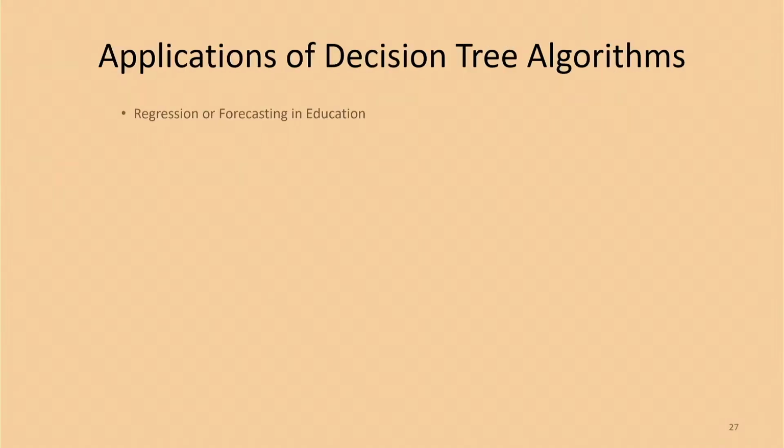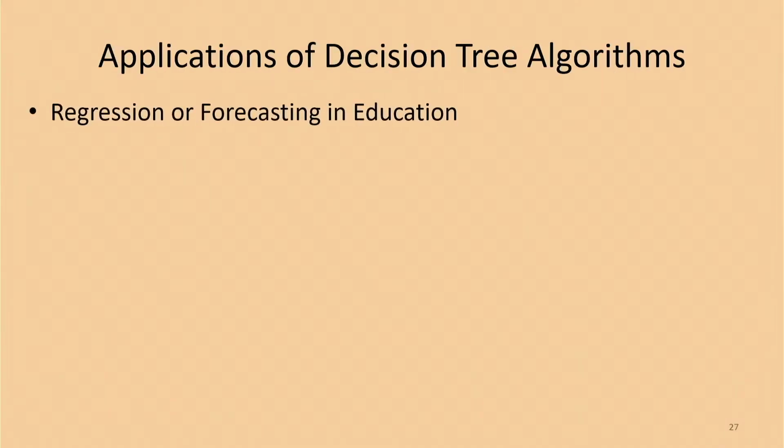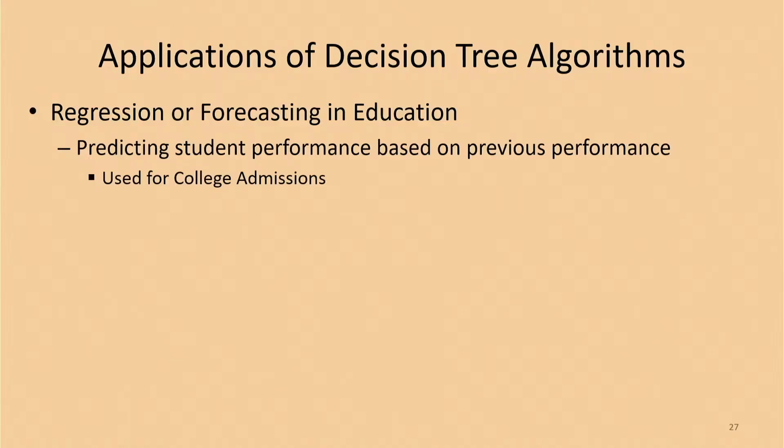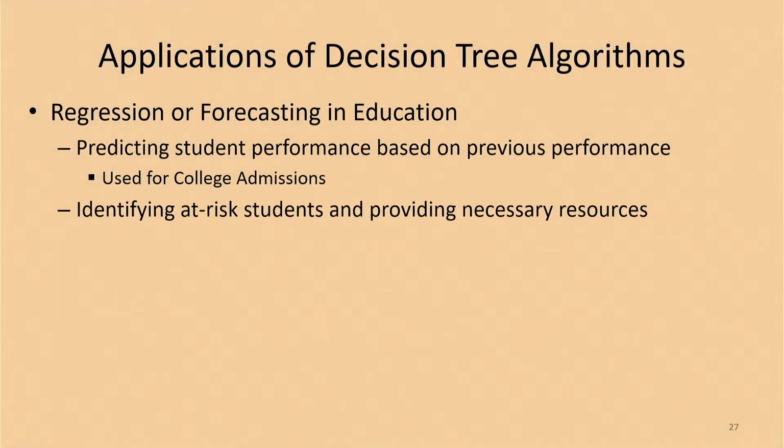And decision trees can also be used for medical analysis and stuff like that, okay? Regression or forecasting in education: predicting student performance based on previous performance, used for college admissions. A lot of college admissions at the university level are based on what you did before, and therefore what is the probability that you will do well tomorrow, okay? That's the whole idea. Identifying at-risk students and providing necessary resources.